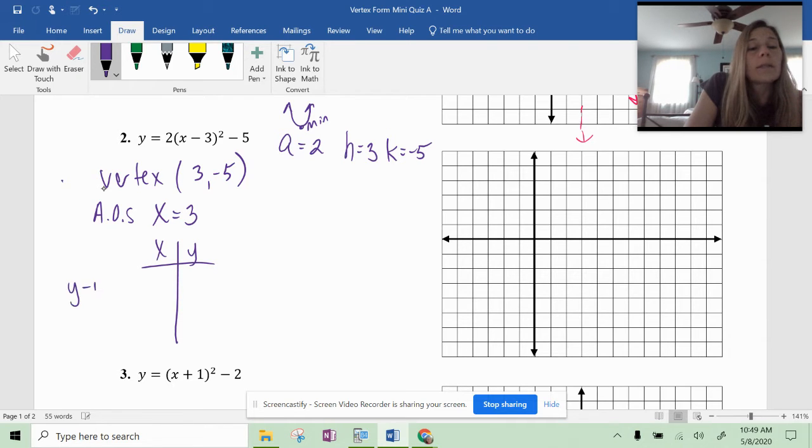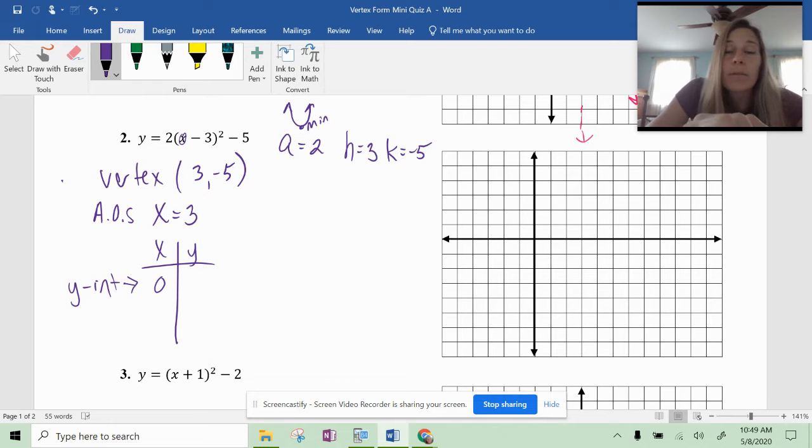And then if you want to know any other points, like the y-intercept, for example, you'd have to put in the 0 for x and figure out what that y is. So if I put 0 up here, negative 3 squared is positive 9. 9 times 2 is 18. 18 minus 5 would give me 13.